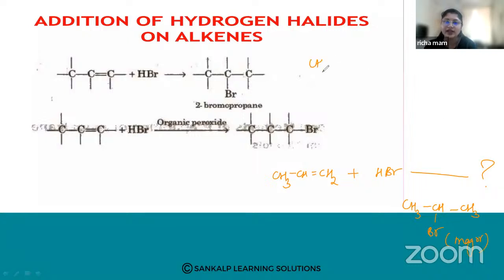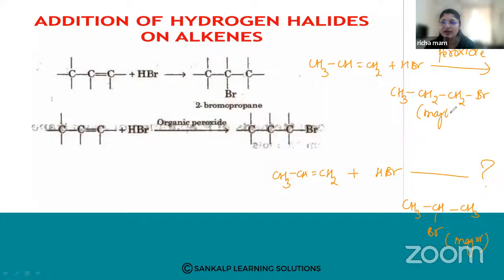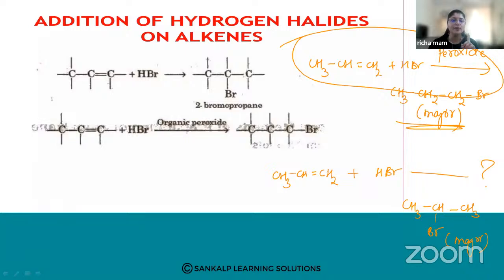Suppose they give in the exam CH double bond CH2 plus HBr in the presence of peroxide. On the arrow, peroxide is written. So what rule will we apply? It will be the anti-Markovnikov rule, the reverse, so this will be the major product. Depending upon what is asked, you have to write the products. Is it clear? Study the Markovnikov rule clearly, then you can write the anti-Markovnikov rule because it is the reverse of that.